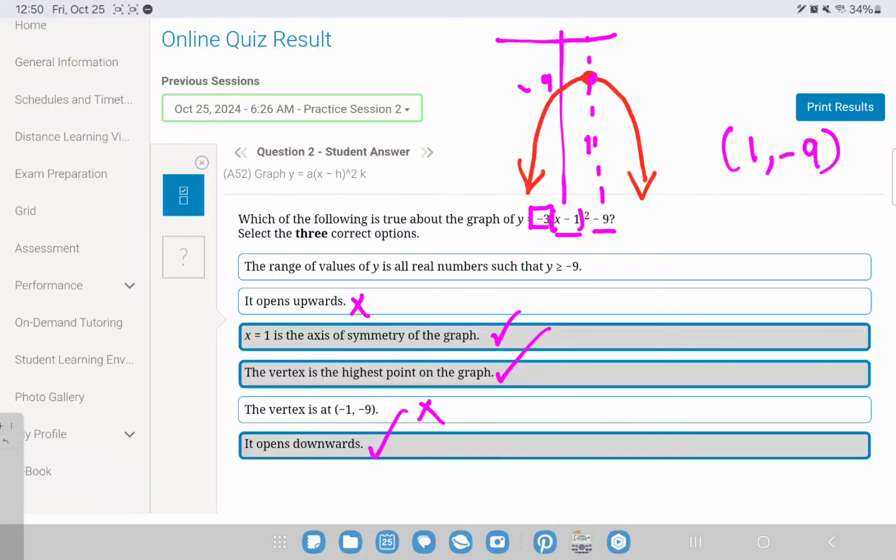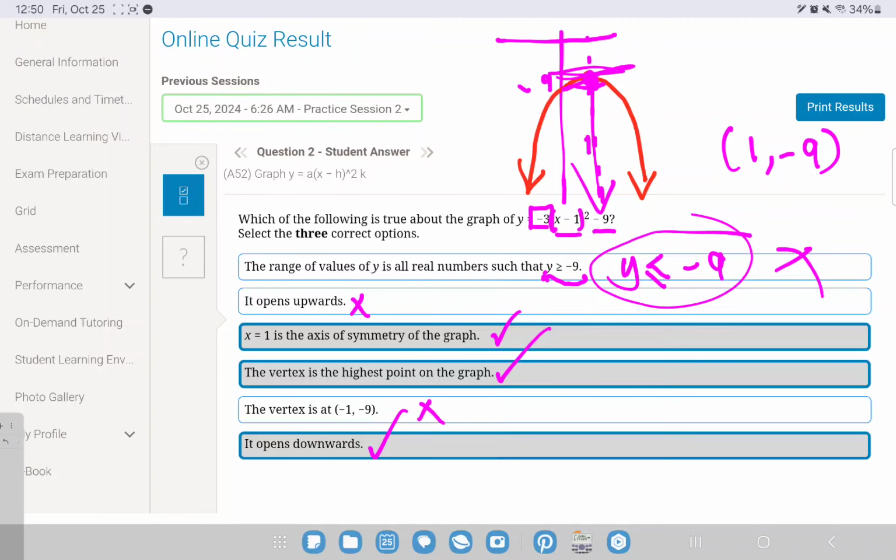The range of the values of y is all real numbers such that y is greater than or equal to 9. We said no. y has to be anything less than the highest point. So this is your highest point. It should be anything less than it. So that means y should be smaller than or equal to -9. This is what it should look like, not this. So this is obviously wrong. Moving on.